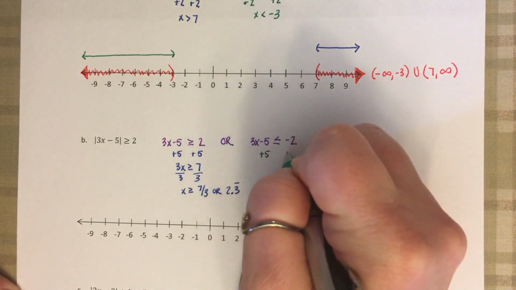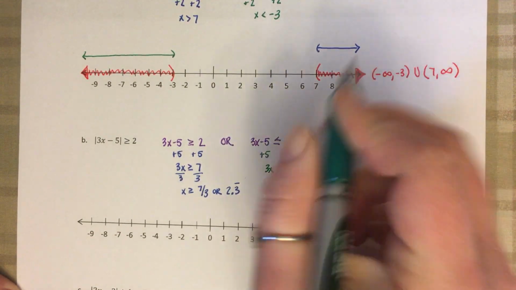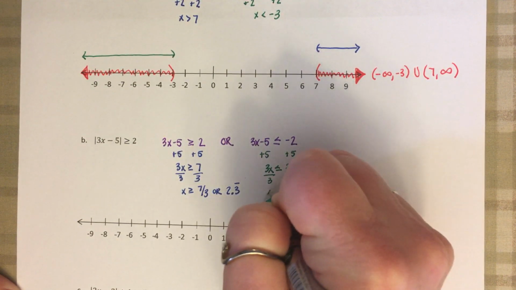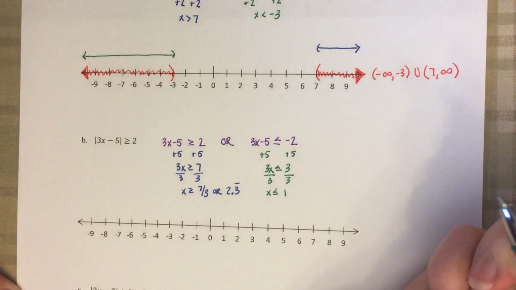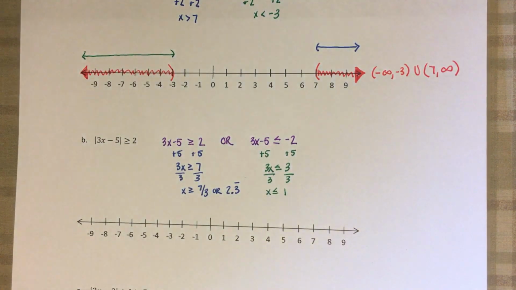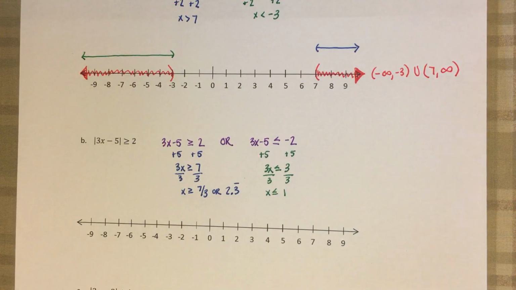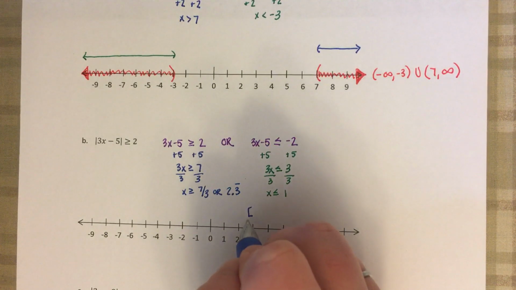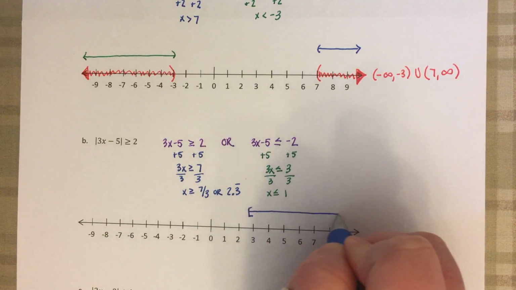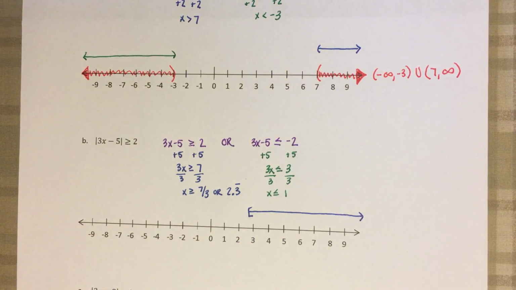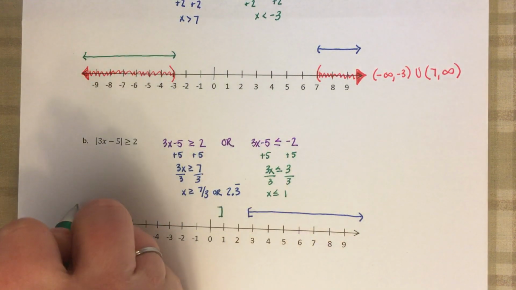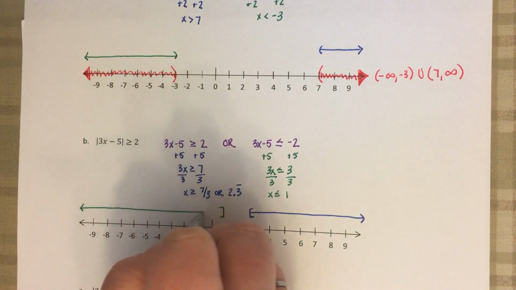Add 5 to both sides. 3x is less than or equal to 3. Divide by 3, x is less than or equal to 1. The only reason I'm changing my fractions to decimals and writing them out is that way we have the appropriate place to put these on our number line. So 2.3 is a little bit past 2. It's a greater than or equal to, so we're going to use a square bracket. x is less than or equal to 1, which means we're starting at 1 and going to the left.